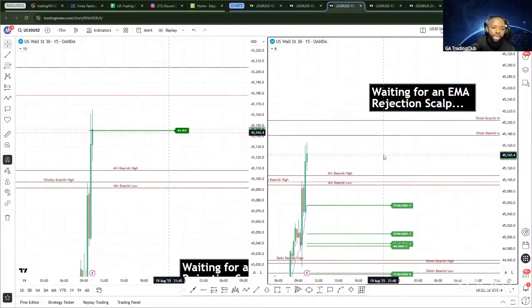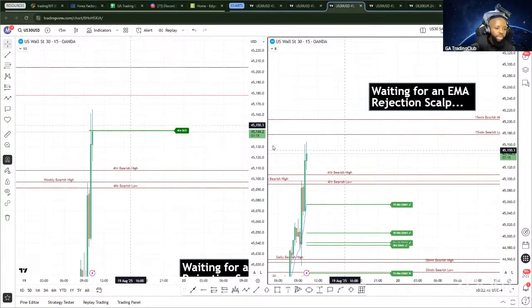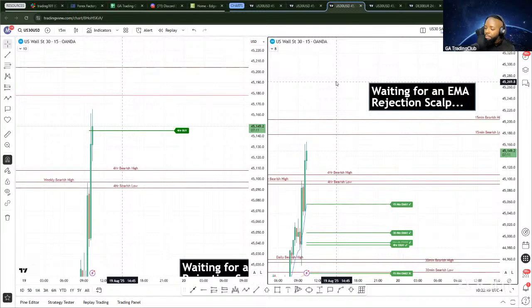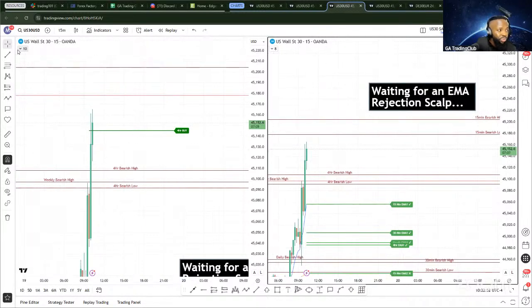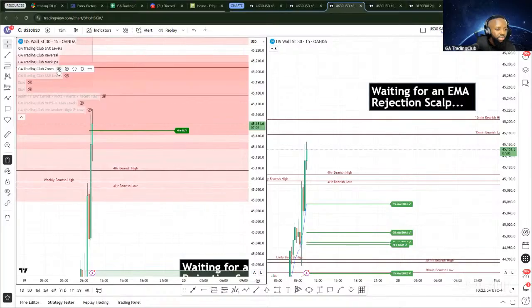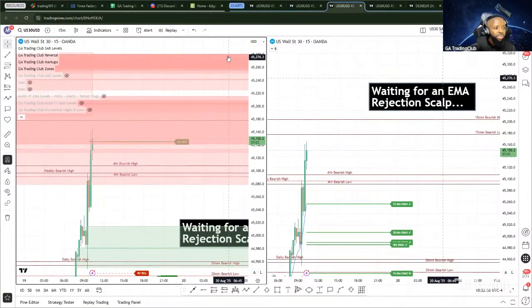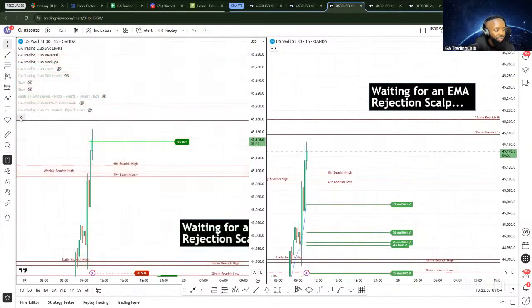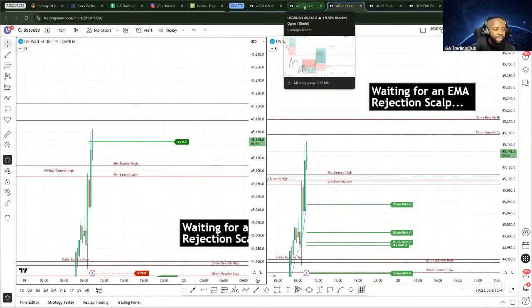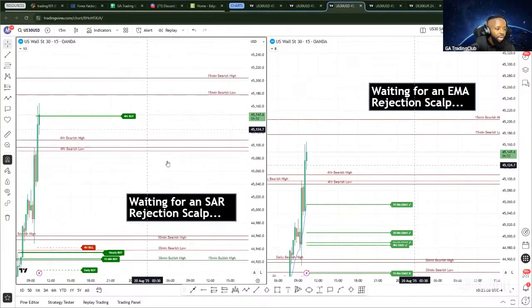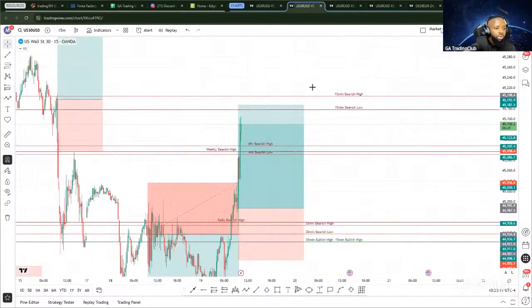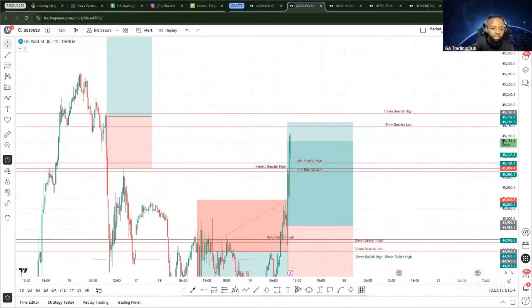And also, since we are around the all-time high, we do not have any EMAs that are above where price is at. So for today, unless we get another SAR rejection scalp, so the all-time high looks to be at 45,280 here. So unless we get another rejection scalp, I don't see any other trade here. So we'll just keep following this market open trade, but this should hit TP here. Should be able to hit TP.